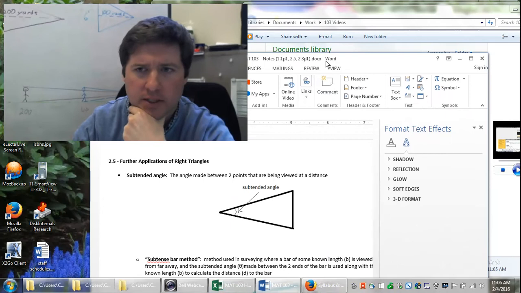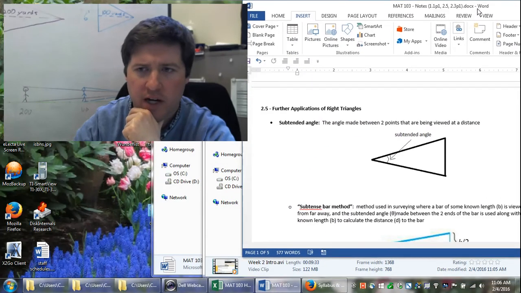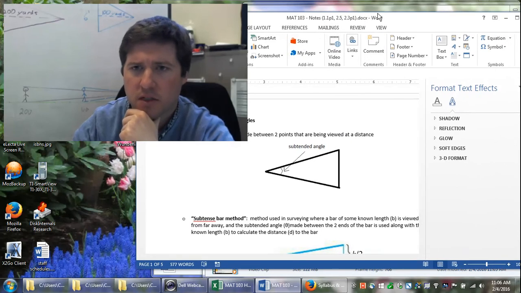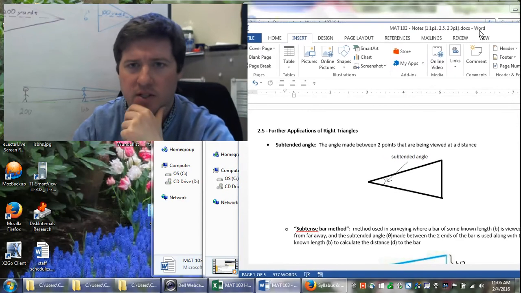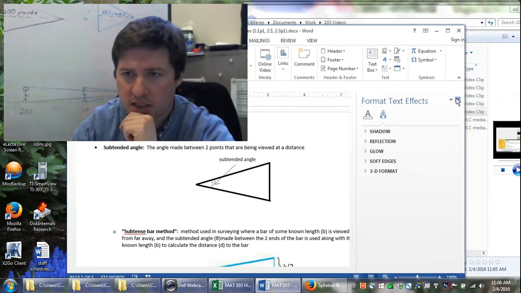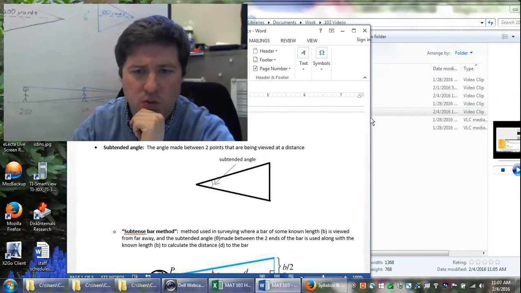Let's see here. And I want to start today's content with dealing with 2.5, further applications of right triangles, just because I've already got some stuff written on the board behind me. I want to go ahead and use that so I can use the board for other stuff in a minute. So how can I close this? There we go.